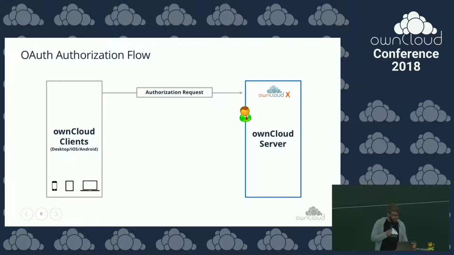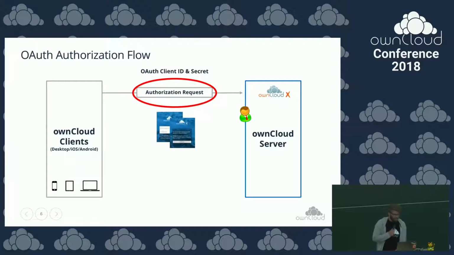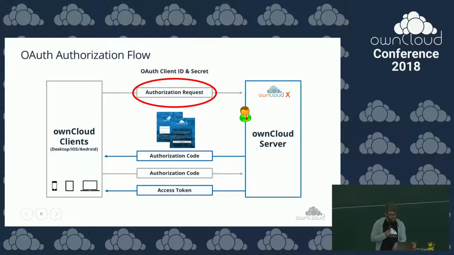Okay, so what's happening there? At first, the client is sending out an authorization request, and this authorization request has a client ID and a specific client secret with it. All right, and then some magic happens on the ownCloud server, and it creates an authorization code and sends it back, and at the end, the client receives an OAuth access token that it can use to access the data of that account, basically.